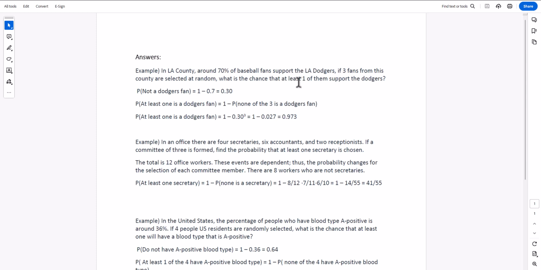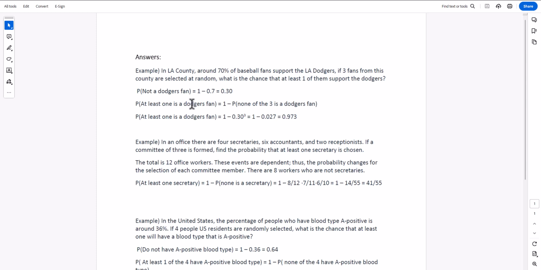the Dodgers? Well, whenever we see that phrase at least one, we always have to compute it using the formula 1 minus the opposite. None of them, in this case, would be fans of the Dodgers. So we have the probability that a person is a fan of the Dodgers, that's 70%. We need the chance that the person is not a fan of the Dodgers. So that's calculated using the complement rule. We take 1 minus, convert 70% to a decimal, 0.7, that's going to be 0.3.